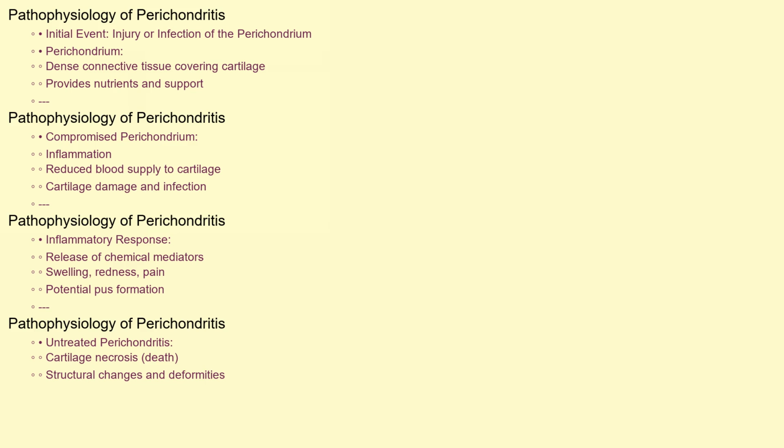damage and infection. The inflammatory response triggers the release of various chemical mediators that cause swelling, redness, pain, and the potential formation of pus. If left untreated, the cartilage can necrose or die, leading to significant structural changes and deformities of the affected area around the eye.